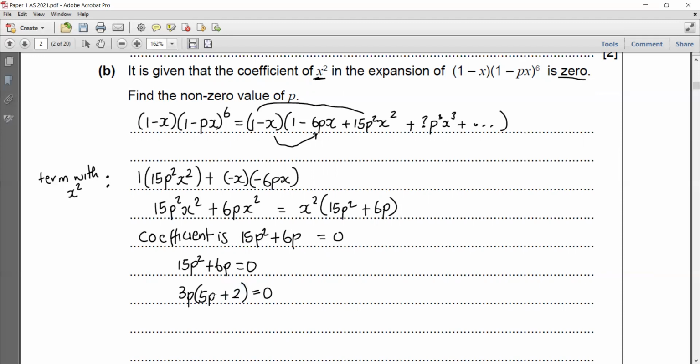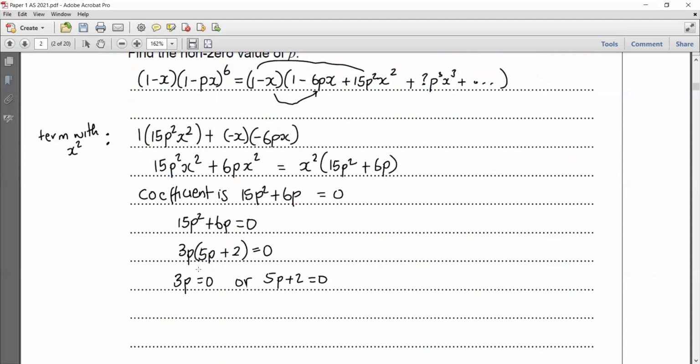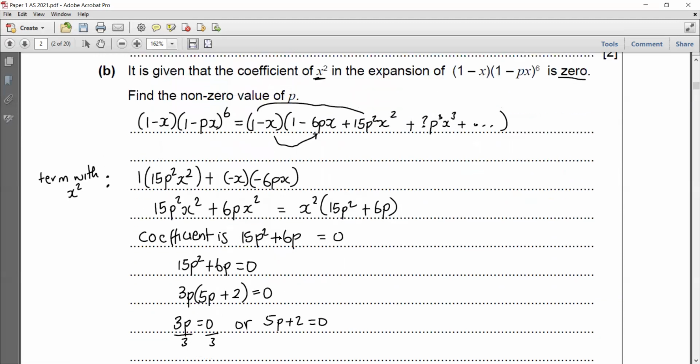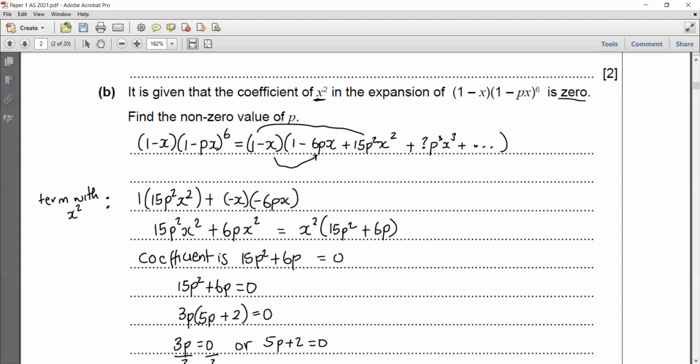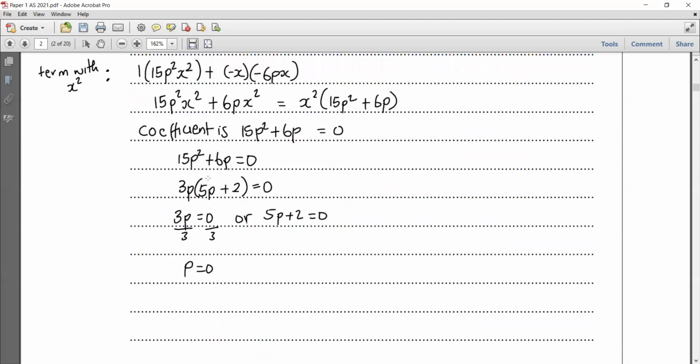Okay, so we have two terms multiplying and the answer is 0. It means that 3p is equal to 0, or it means that 5p plus 2 is equal to 0. With the first one, if 3p is equal to 0, we can divide by 3 on both sides. This means that p is equal to 0. But remember that we're looking for the non-zero value of p. So p is equal to 0 is not actually the solution that we're looking for.